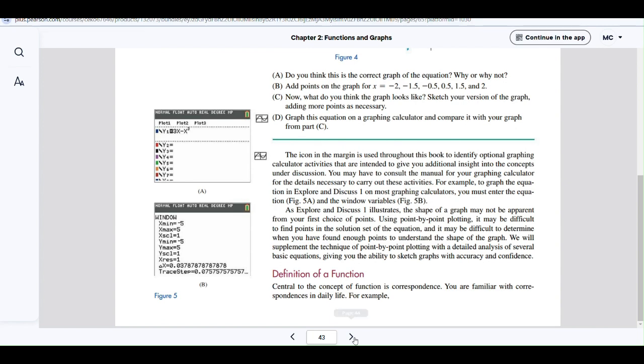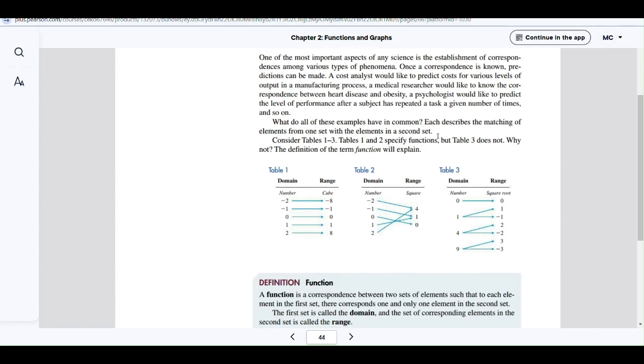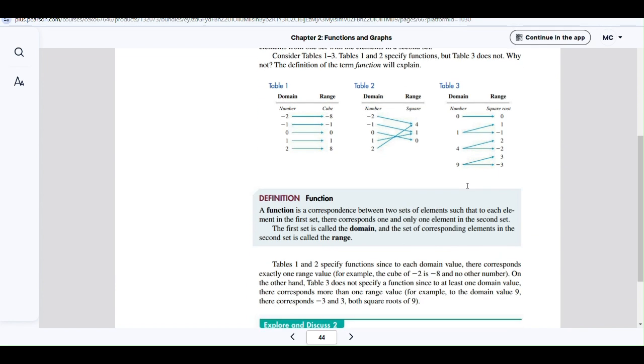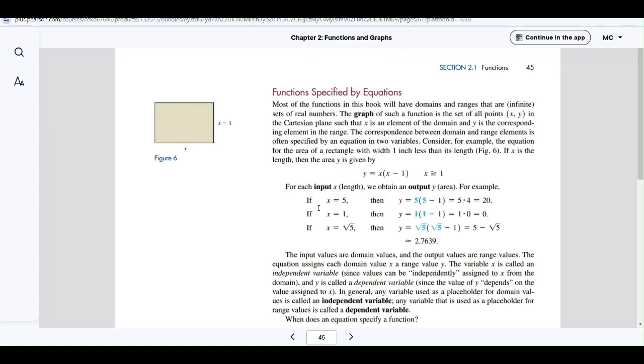Definition of a function. Let's take a peek at what that says. To each person there corresponds an annual... Yep, a function basically means every input has one and only one output. It doesn't need to be in any specific order, but you cannot have one input with two outputs, so this is not a function. This is a function, this is a function, this is not a function. A function is a correspondence between two sets. The first set is the domain, the second set is the range. Should be a lot of review for you guys.